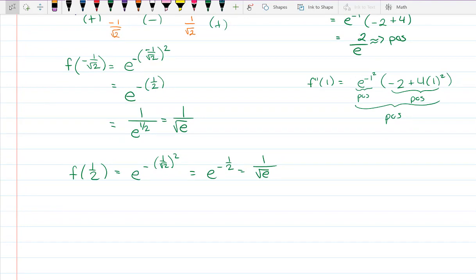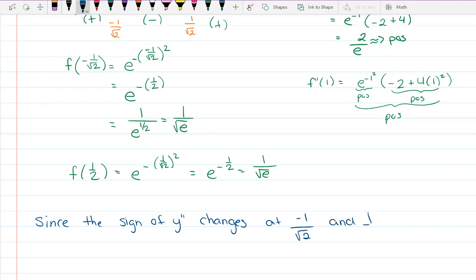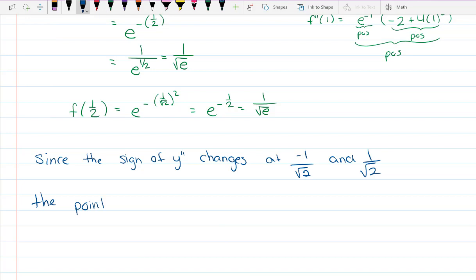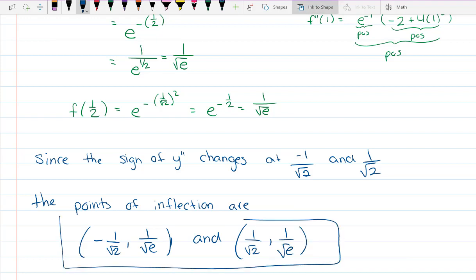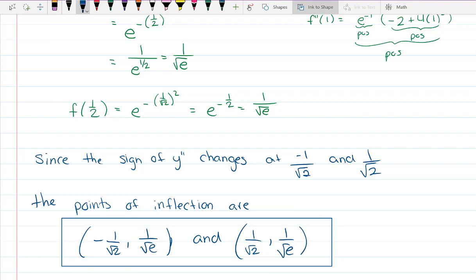So to write our answer, we have to notice something. Since the sign of y double prime changes at negative 1 divided by radical 2 and 1 divided by radical 2, the points of inflection are going to be negative 1 over radical 2, comma 1 over radical e, and 1 over radical 2, comma 1 over radical e. And this is what the answer wants. I'm not asking where it's concave up or concave down. I'm just asking for the points of inflection. And that's it.